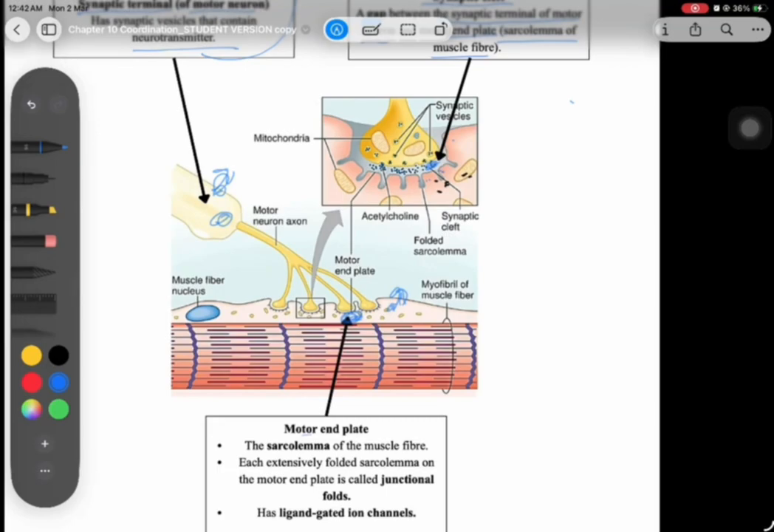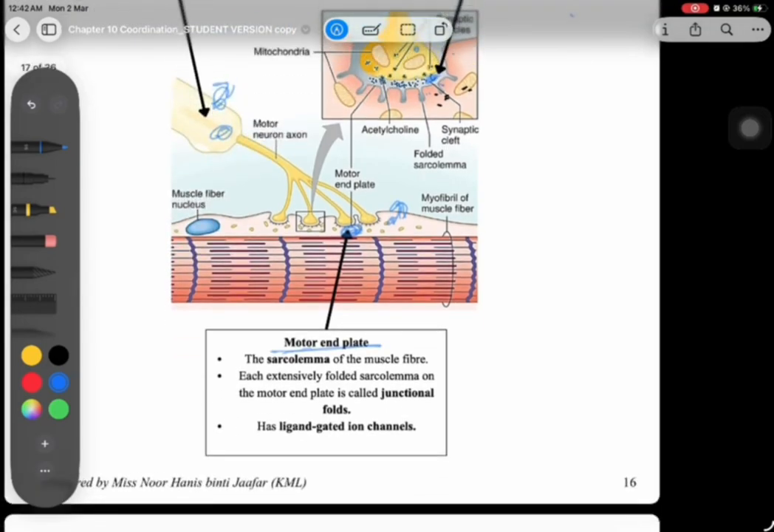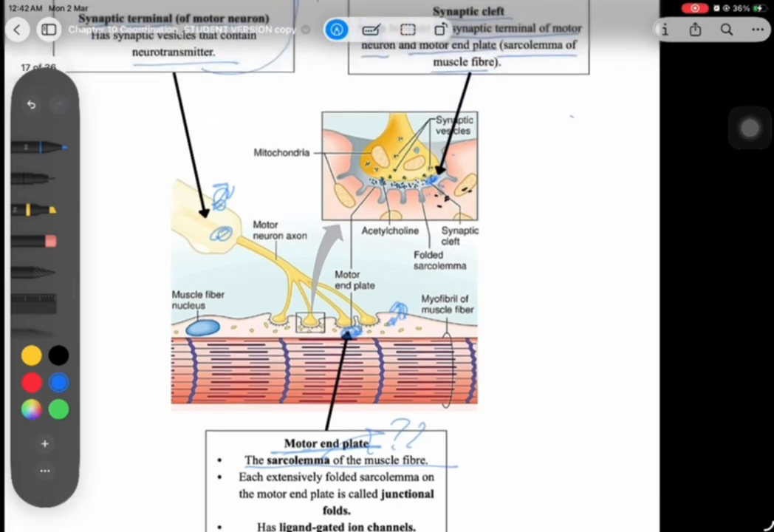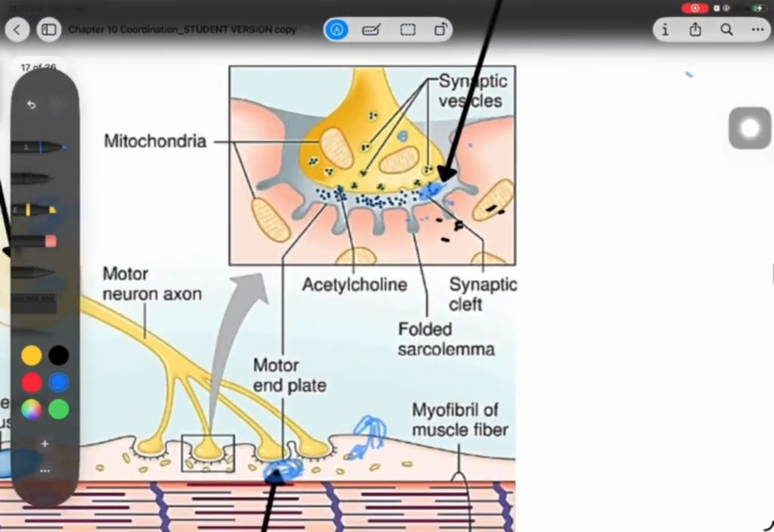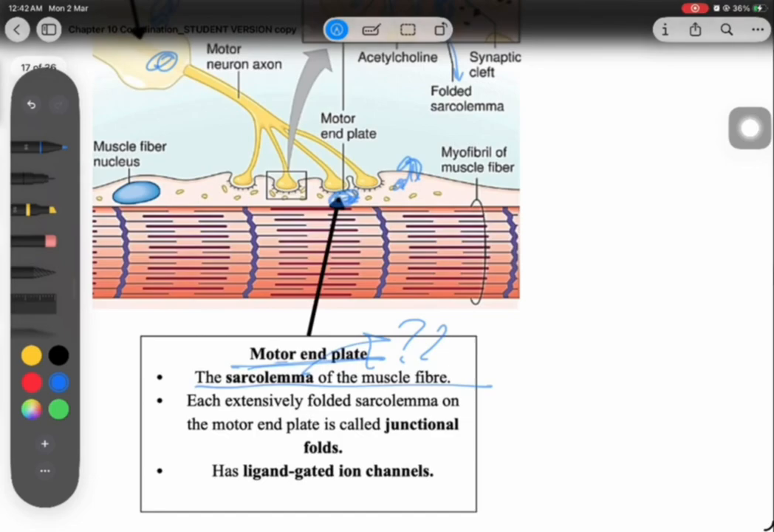So now we will be talking more about the motor end plate. What is the motor end plate? As we read just now, it is the sarcolemma of the muscle fibers. What is a sarcolemma? From what we can see here, this is what we call a folded sarcolemma. It's like a hair root. Each extensively folded sarcolemma on the motor end plate is called a junctional fold.